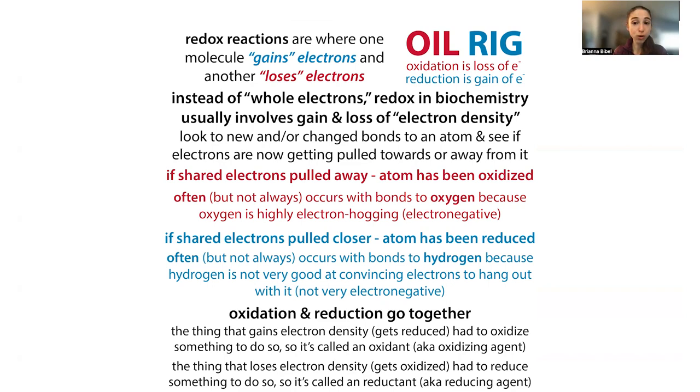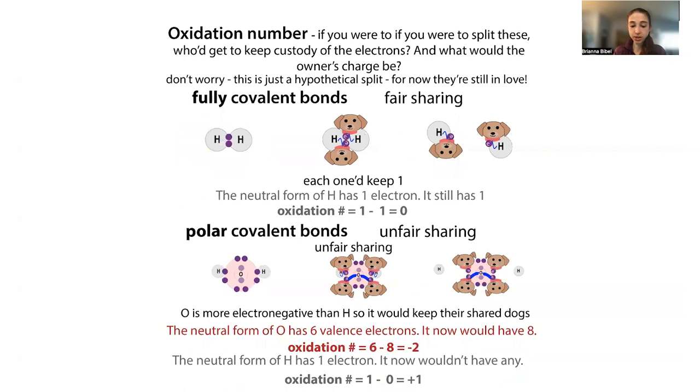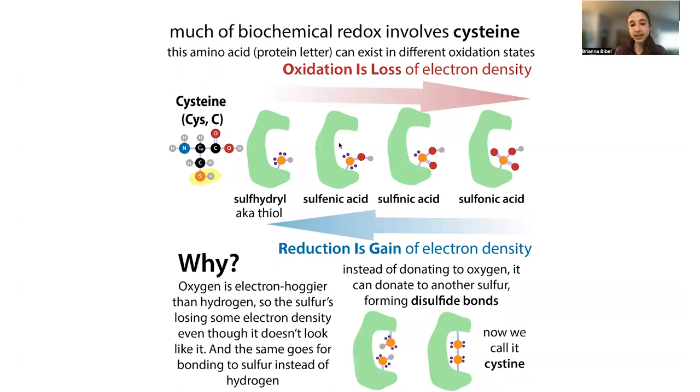And so we can get all formal about oxidation and reduction numbers and things like this. But bottom line is that cysteine in its sulfhydryl form, in its thiol form, is going to be its most reduced state. And then it can get oxidized, by adding oxygen groups, giving you different acids, and it can also get oxidized by forming these cysteine crosslinks.